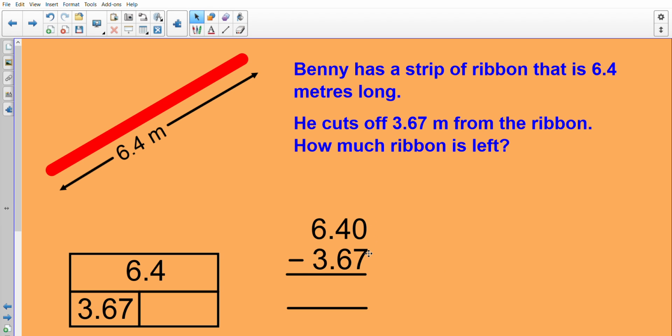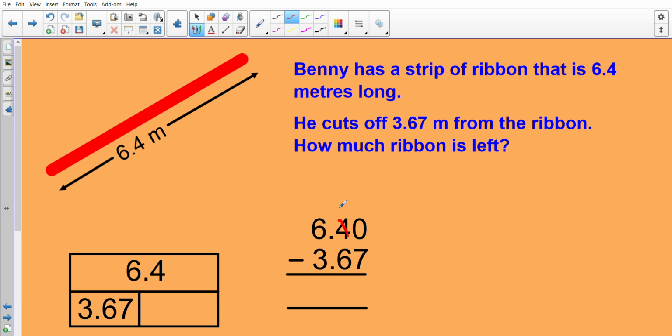0 take away 7, we can't do it. Some of you at this point go, well, okay, I'll just do 7 take away 0. No, can't do that, not allowed. So 0 take away 7 can't be done, so we borrow from the 4. I should call it exchanging, really, shouldn't I? I call it borrowing. That's how we called it when I was at school.